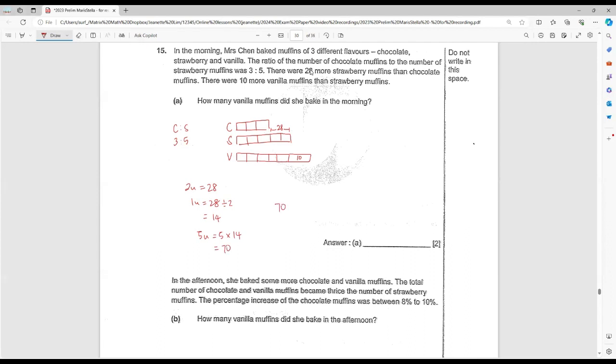Which is 70. Then you add a 10. Okay, so sorry, 80, not 50. So the number of vanilla muffins will be 80.